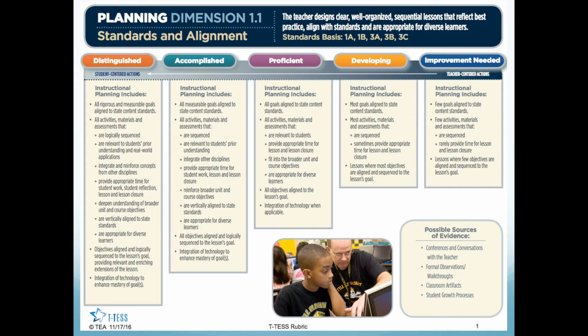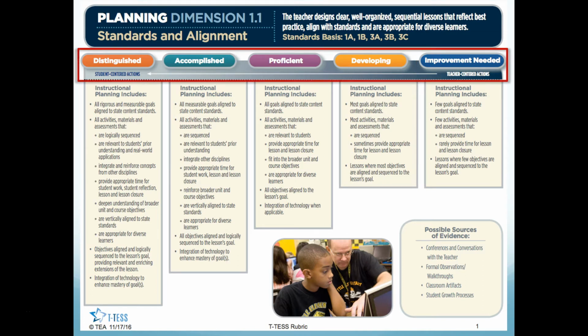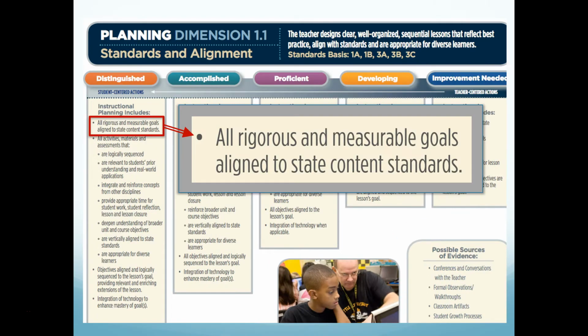The goal of this dimension is for teachers to design clear, well-organized, sequential lessons that reflect best practice, align with the standards, and are appropriate for diverse learners. As you can see, the TEKS continuum describes teacher-centered instructional planning practices on the right, moving towards student-centered, distinguished instructional planning practices on the left. Our work in this session will help to ensure that your lesson planning will result in rigorous and measurable goals that are aligned to state content standards.